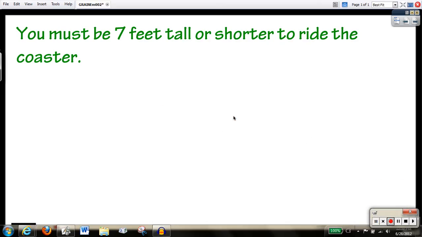In this example, we're going to tackle things in a slightly different manner, just to get a different perspective on things. We're first going to translate our situation into the visual graph, and then go to the inequality. So let's take a look at what we've got. The situation says you must be 7 feet tall or shorter to ride the coaster.